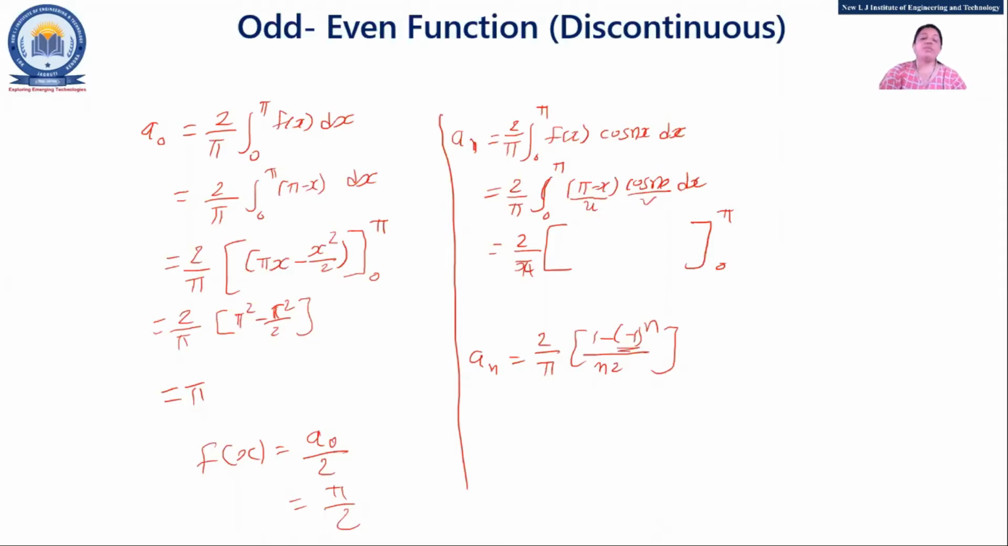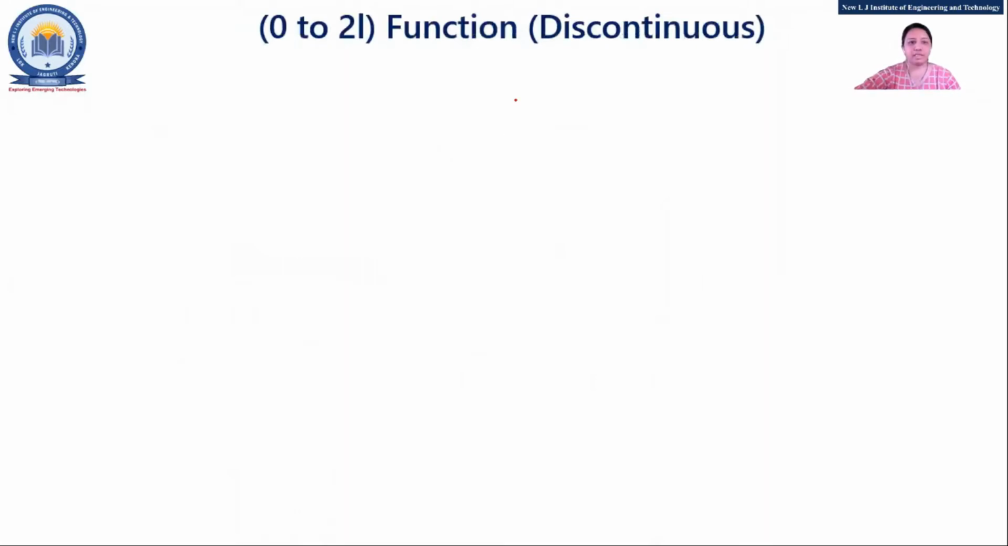Fine. Now, today we'll start a new concept, that is 0 to 2L. You can see here 0 to 2L. Up till now, whatever we have seen was either from 0 to pi, or we can say 0 to 2 pi. Now 2L, that means some values are supposed to be there.